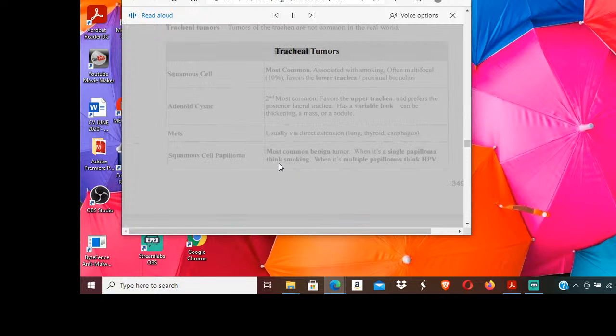Tracheal tumors. Squamous cell is most common. Associated with smoking, often multifocal.